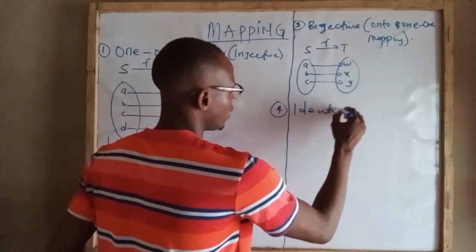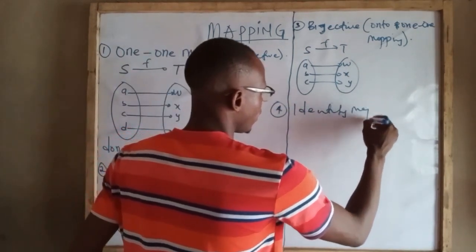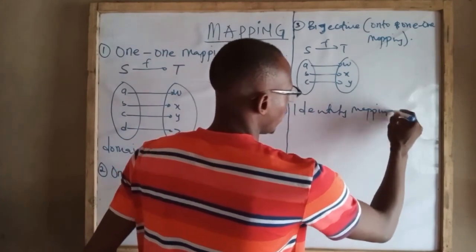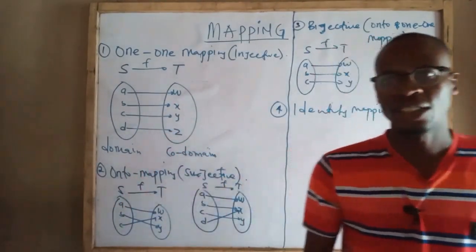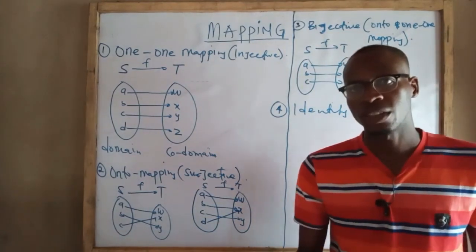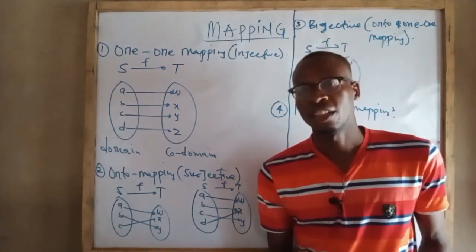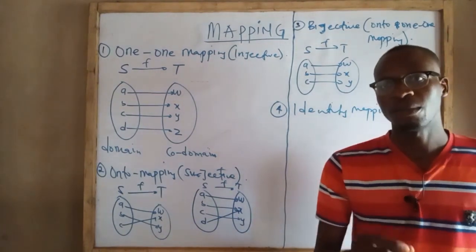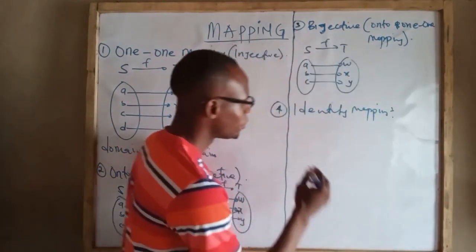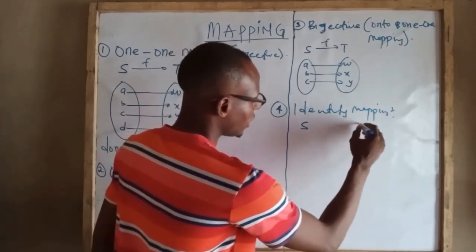So the fourth one, we have identity mapping. Now a mapping is said to be identity when the element in the domain is the same as the element in the codomain. Let me take that again. A mapping is said to be identity when the element in the domain is the same as the element in the codomain.